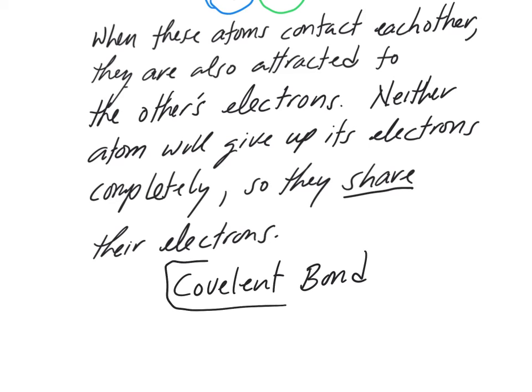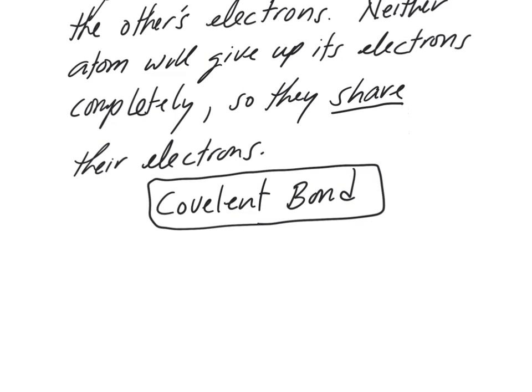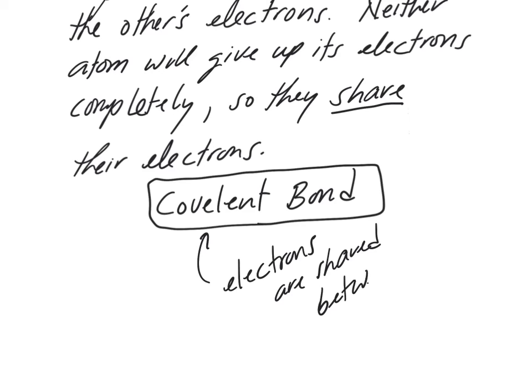In ionic compounds, we have an ionic bond. In molecular compounds, we have a covalent bond. A covalent bond is where electrons are shared between atoms.